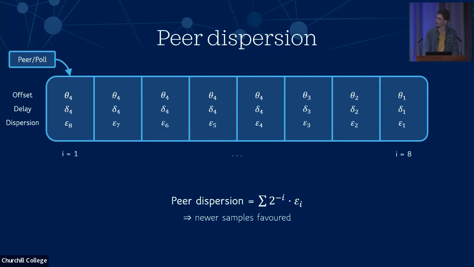And to calculate these weights, we number the samples 1 to 8, with 1 being the newest sample, 8 being the oldest, and then we weight the dispersions by 2 to the minus i. So the most recent sample will have a weight of a half, then a quarter, etc. And that just means that we're going to favor newer samples. So if the accuracy of the server changes, then we want to know about it pretty soon so we can pull from different servers or whatever we're going to do to handle that case.